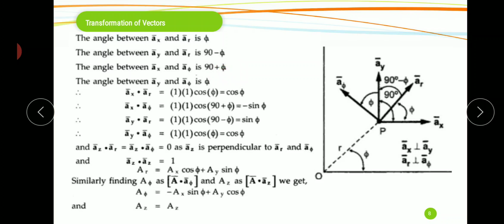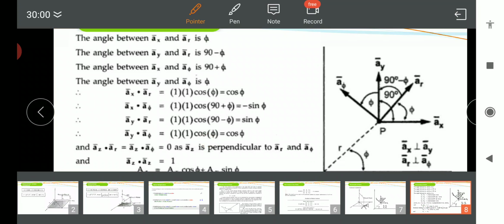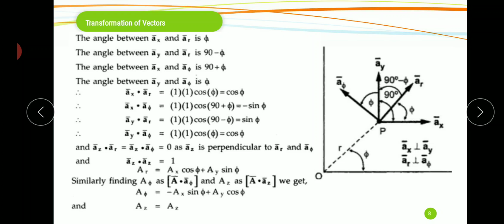Now the angle between AY and AR is cos of 90 minus phi. Cos 90 minus phi value is equal to sin phi. And next, A bar y dot A phi bar. So mod of AY bar is 1, mod of A phi bar is 1, and the angle between these two vectors, AY and A phi, is cos phi. So finally, cos phi.